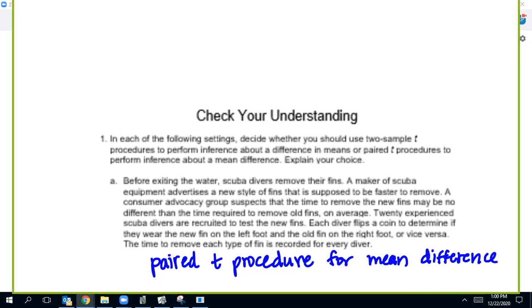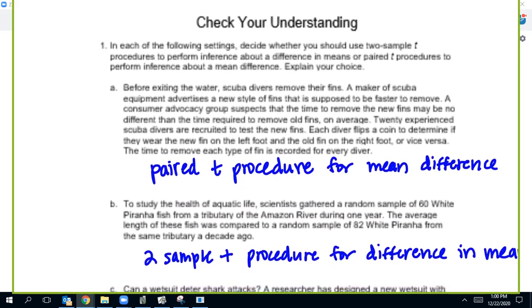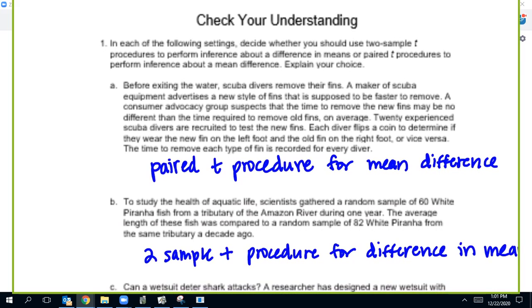All right. First, for number 1, a couple of things on how to determine if it's paired or not. So that's what this first one is all about. And so we just have to read through. 20 experienced scuba divers are recruited, and then each diver flips a coin to determine if they wear the new fin on the left foot or the right foot or vice versa. And then the time to remove each fin is recorded for every diver. So basically we have a left foot and a right foot, which makes it one sample. And that's how we knew to do that. And so it's for mu D, mean difference.